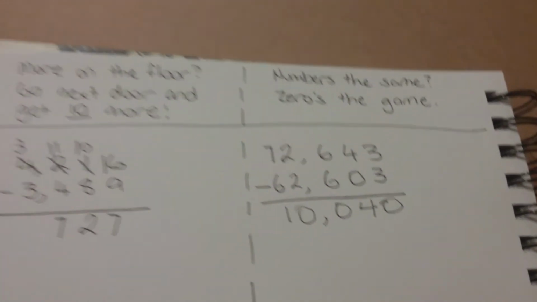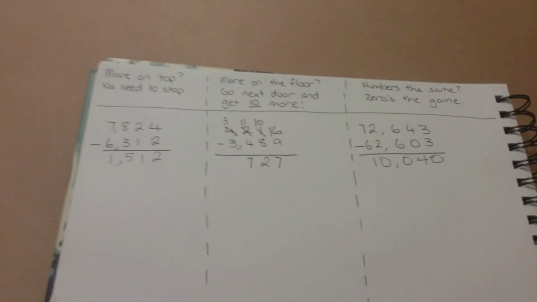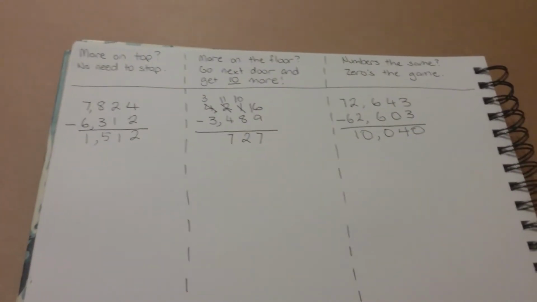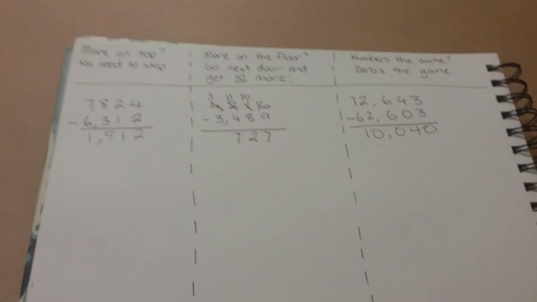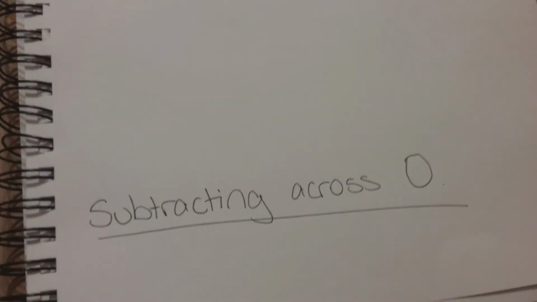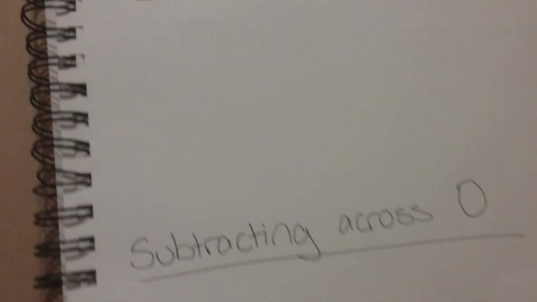10,040. So that's just a quick review of some of the basics for subtraction. One more thing I want to look at is what to do when you're subtracting across zeros. Alright, so subtracting across 0. I'm going to breeze through this one because we've done it before. It's just a quick review.